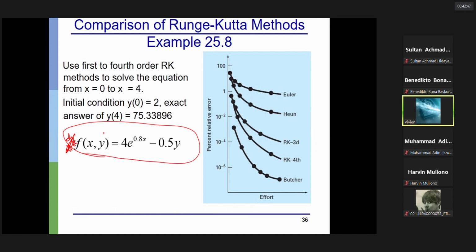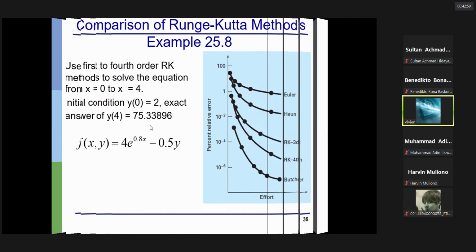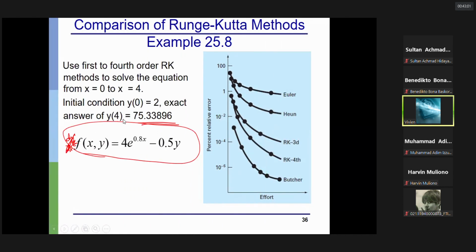Okay, so this is correct. This is dy/dx, and the exact answer at y4 will be 75. This is the analytical solution, so this is correct. Then maybe insert the value here, so that will be 75.3. So we can compare the result at x4 here, and we can plot the relative error to the analytical solution.